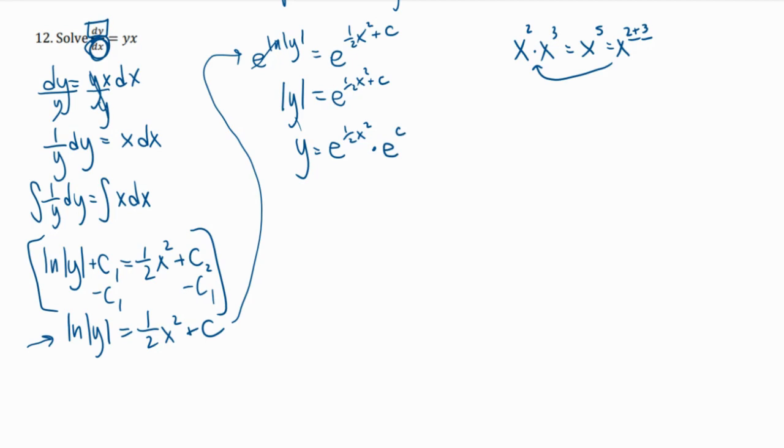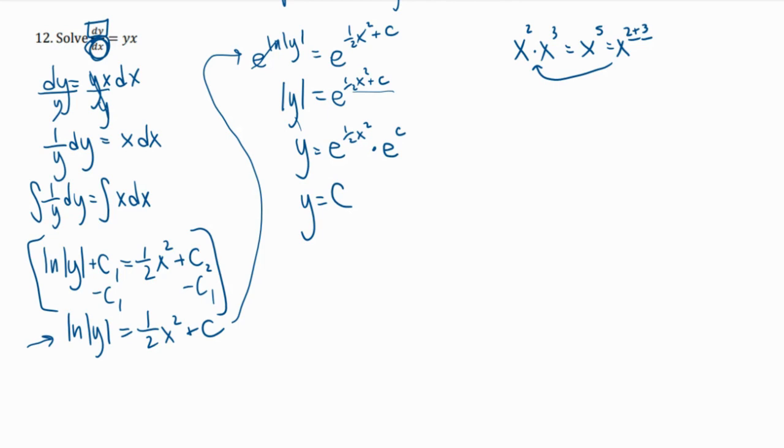So again, if you have the same base and you are multiplying, you can add the exponents. And we're just doing this backwards. We're taking added exponents and we're just separating them. All right, and then lastly, e to the c. What is e to a constant? It's just a different constant, okay?